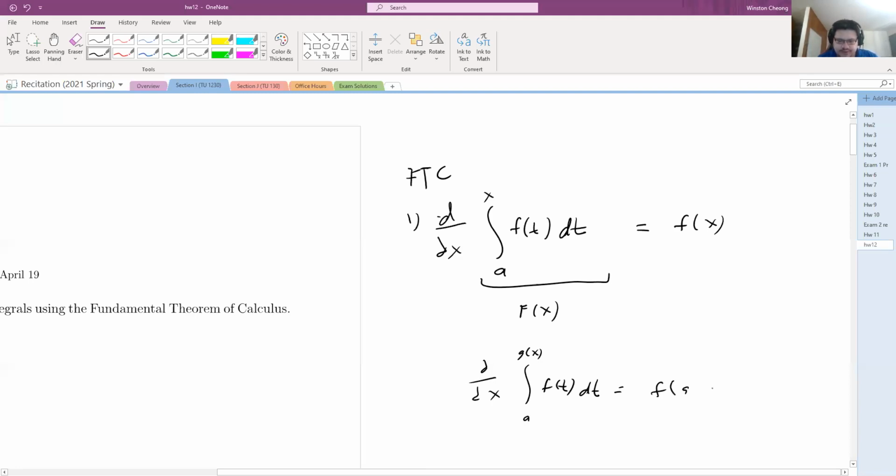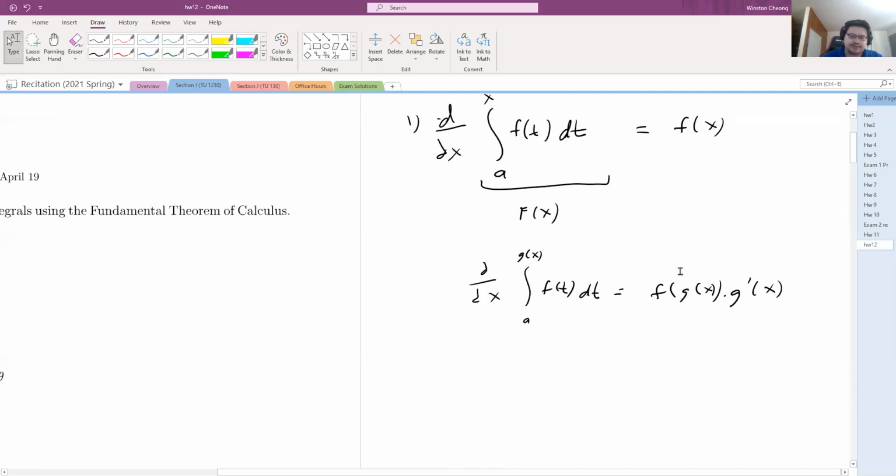And so what this ends up becoming is f of g of x times g prime of x. So you can really view this as being a chain rule, where we substitute in the g of x into the function, replacing the variable t, but then we also have a chain rule component tacked on at the end. And so this is just a generalized version of number 1. That's the way you should think about it. So that's the first half of the fundamental theorem of calculus.